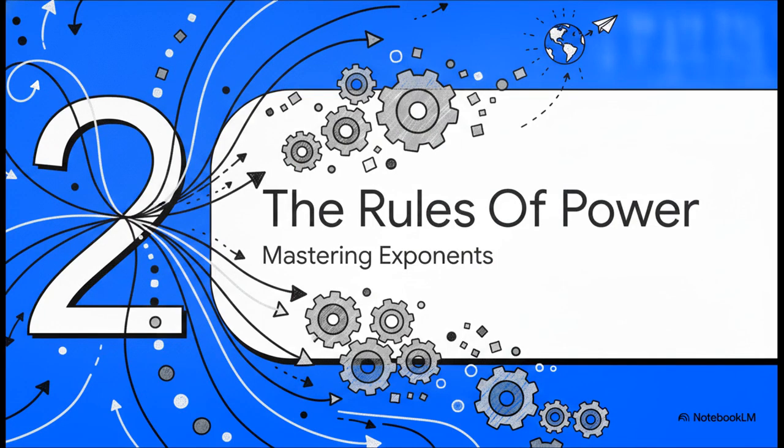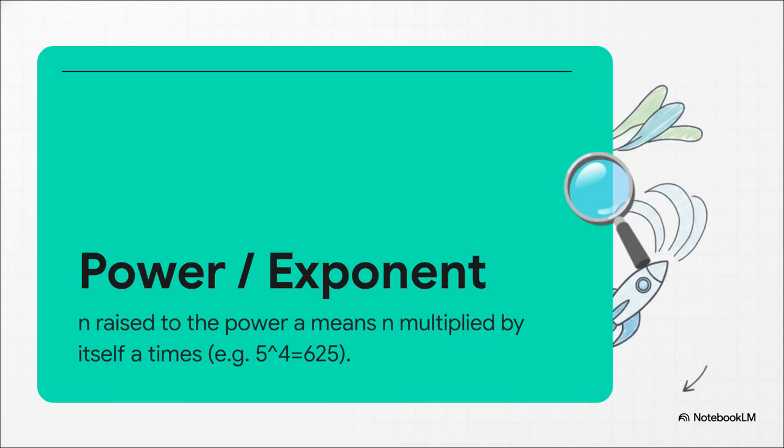Section 2. The rules of power. Okay, so it's time to transition from the visceral shock of that paper to the moon example and look under the hood a bit. We really need to understand the actual mechanics of how this math works to create such massive numbers. In the expression n raised to the power of a, n is our base.